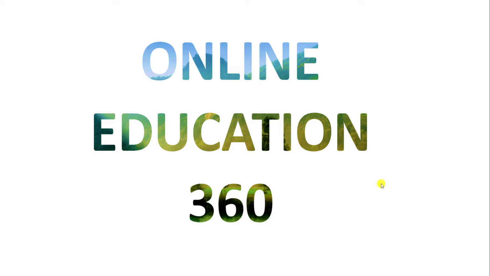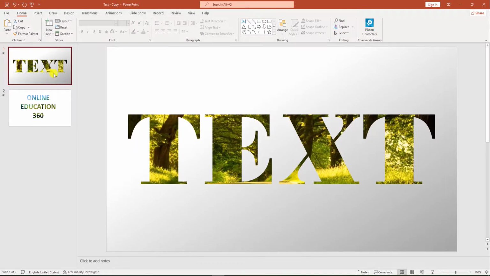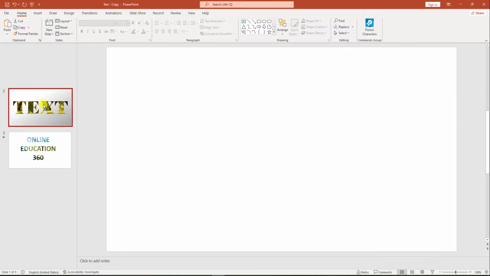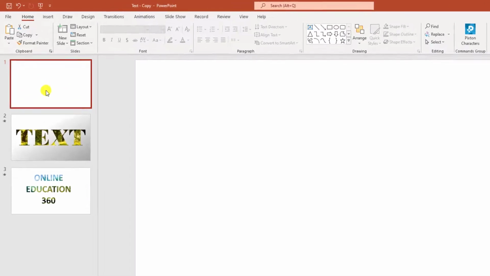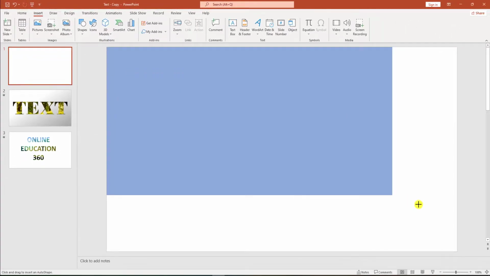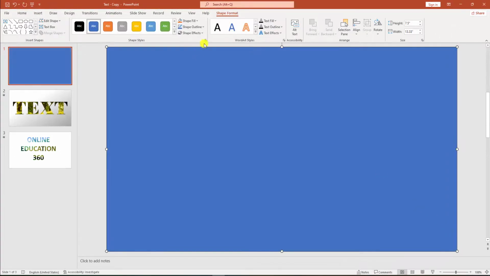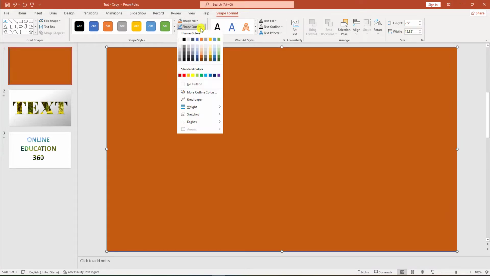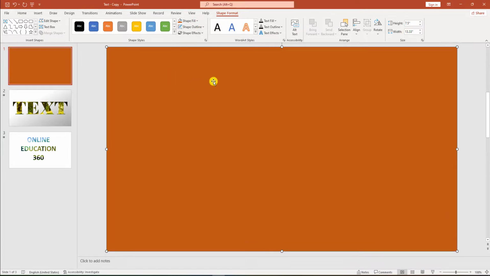Let's begin the topic. Let me insert a new slide. Go to new slide, click on blank slide and drag it here and keep it here. Then I have to insert a shape. Go to shapes, click on rectangle shape and drag it over here like this. And go to shape fill, make it this fill. Go to shape outline, make it no outline.